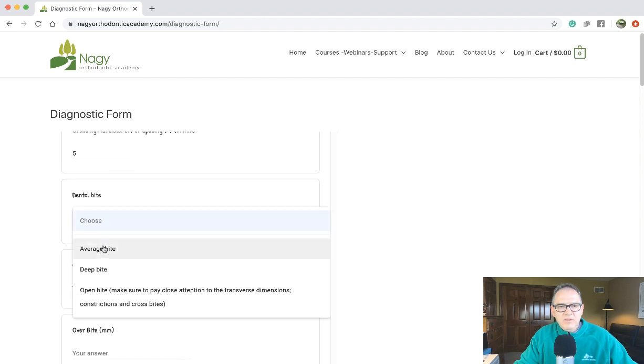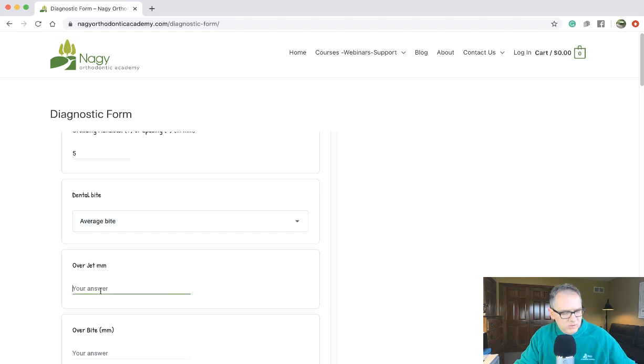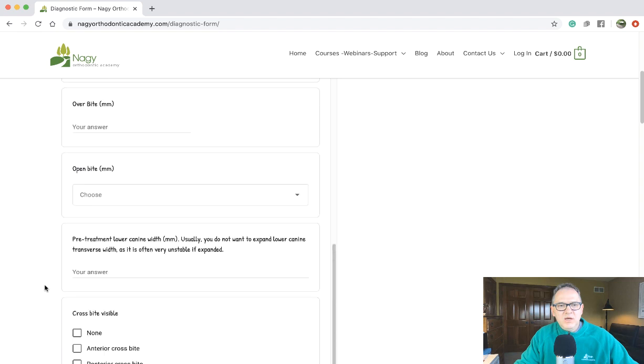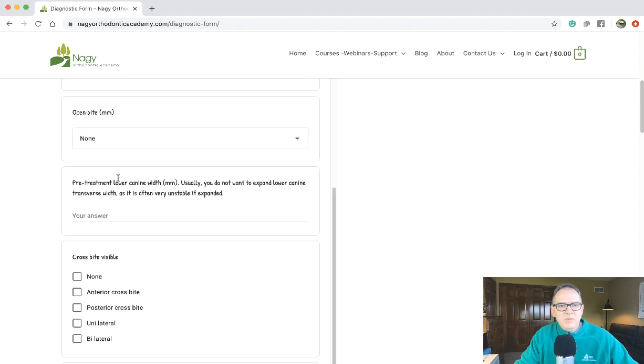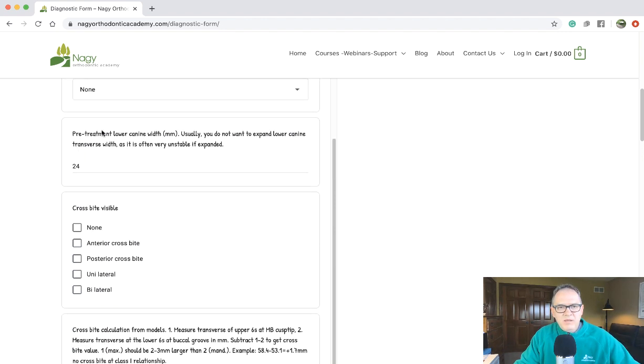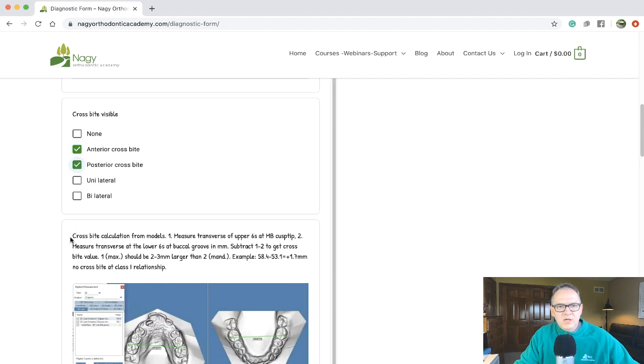Dental bite, you can have average, deep, or open, okay? So that's where you would put here. Overjet, how much overjet you see. Let's say you see 4 millimeters. Open bite, you see anterior open bite, posterior, lateral, progressive open bite, so maybe the patient doesn't have any open bite. Pre-treatment, lower canine width, so that's where if you measure the lower inner canine width, that's where you would put in how many millimeters you see. Expanding the lower canine width actually is very unstable, so we usually try not to expand the lower canine width. Crossbite visible, let's say you have an anterior crossbite, maybe you have some posterior crossbite too.